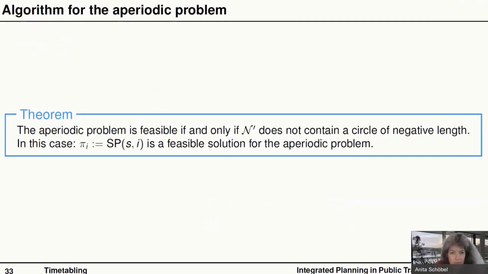And the theorem now tells us that, in fact, the aperiodic problem is feasible if and only if our new network does not contain a circle of negative length. And in this case, this procedure works, and we get a feasible solution by looking at the shortest paths. Those of you who have studied shortest path problems know that a circle of negative length makes a lot of trouble, because then the problem is not well defined anymore. But this is only the case if and only if our aperiodic problem is not feasible. So either we find out that the problem is not feasible, or it is feasible and we find a feasible timetable.